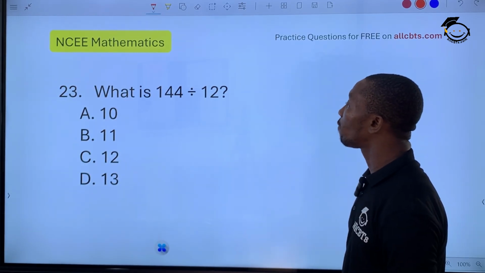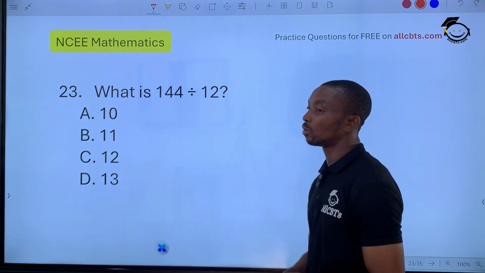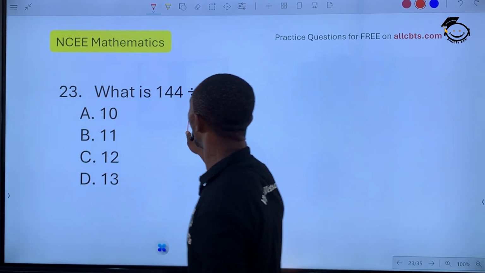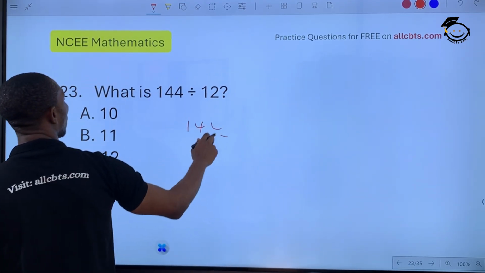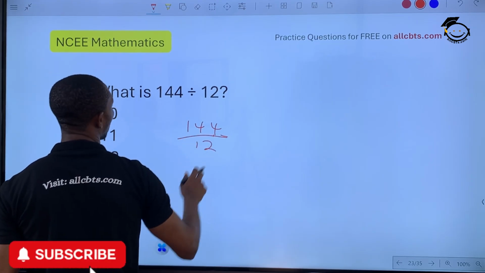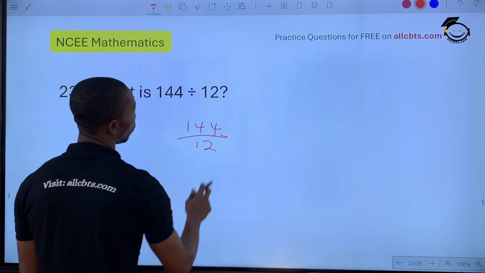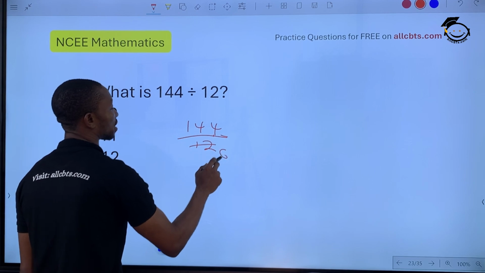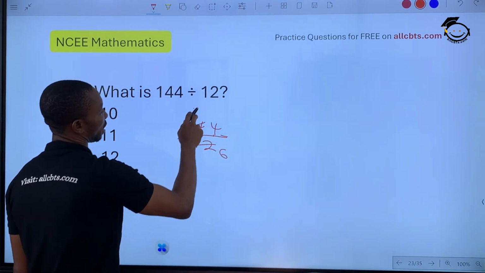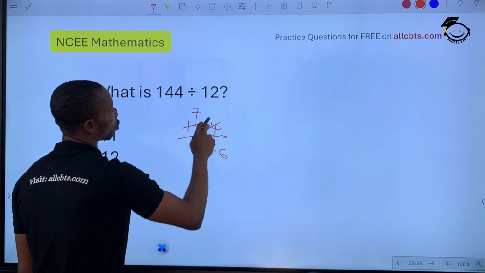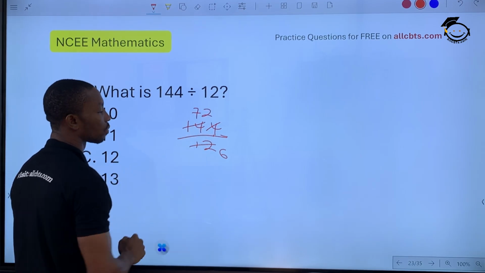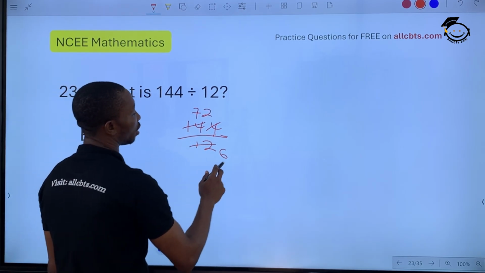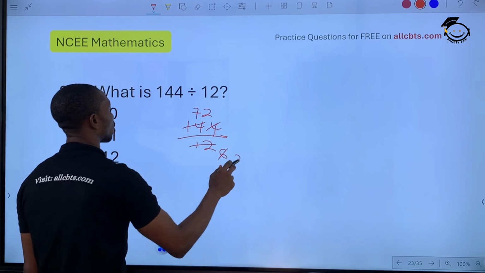What is 144 divided by 12? So let's have it. 144 divided by 12. Let's break it down using 2. 2 into 12 gives us 6. 2 into 14 is 7. 2 into 4 is 2. Okay, using 2 again, 2 into 6 gives us 3.